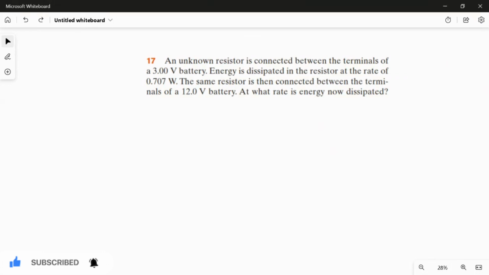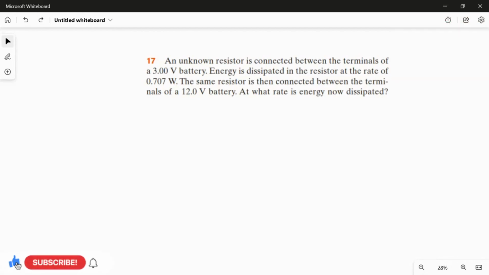If you read the question very carefully, you will find there are two pieces of information. In the first part, you are using the unknown resistor with a 3-volt battery. In the second part, you are using the same unknown resistor, but this time you are replacing the 3-volt battery with a 12-volt battery. And the most important thing: when you use the 3-volt battery, the power across the resistor is 0.707 watt, but if you use a 12-volt battery, what should be the power?